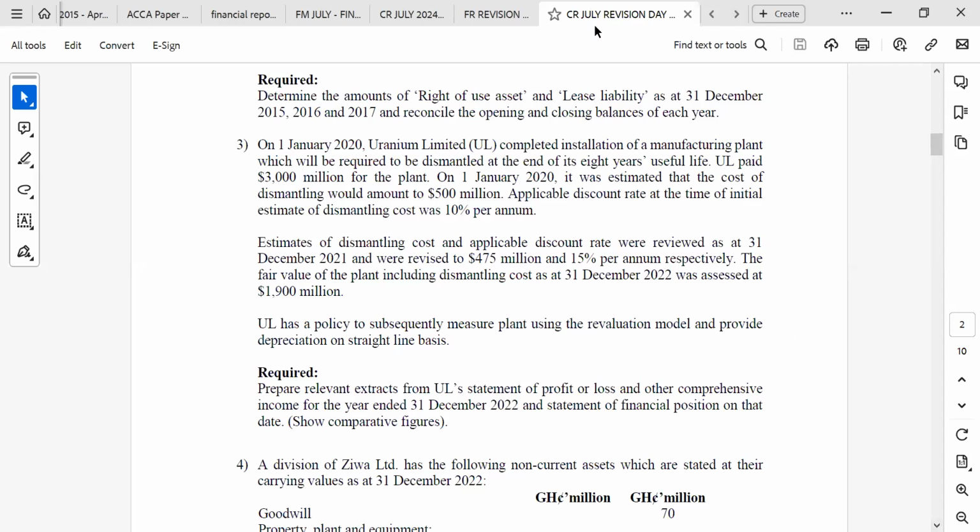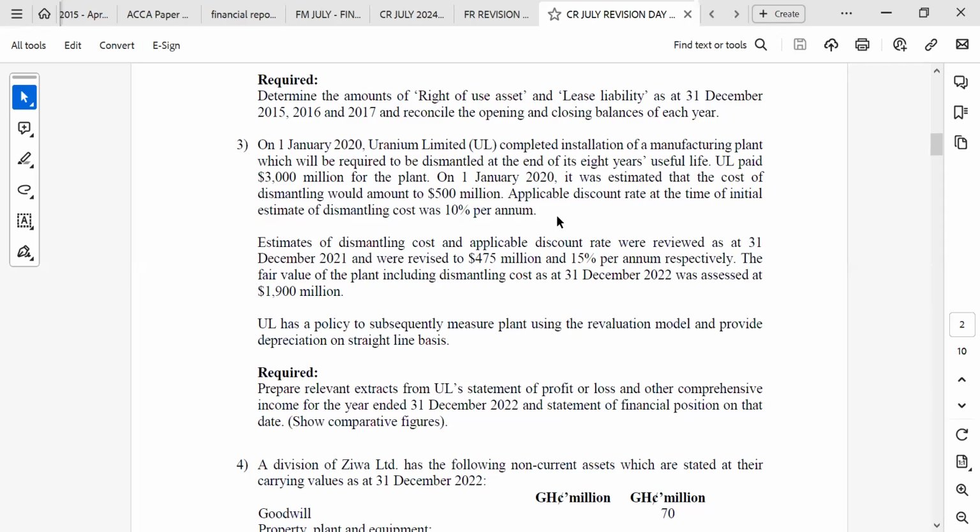The estimate at 31st December 2022 was assessed at $1,900 million. UL has a policy to subsequently measure plants using the revaluation model and provide depreciation on a straight line basis. Required: prepare relevant extracts from UL's statement of profit or loss and other comprehensive income for the year ended 31st December 2022 and statement of financial position on that date.